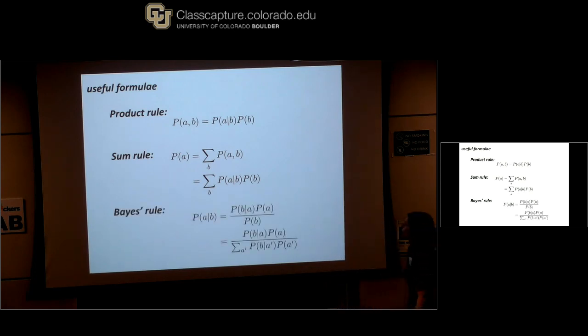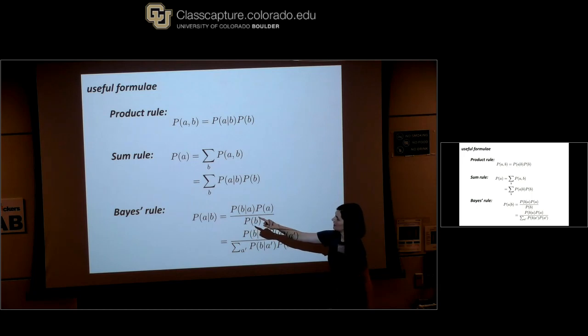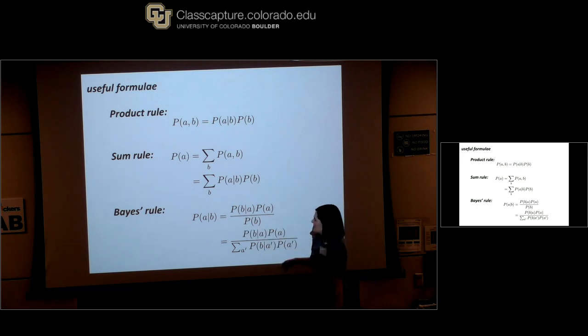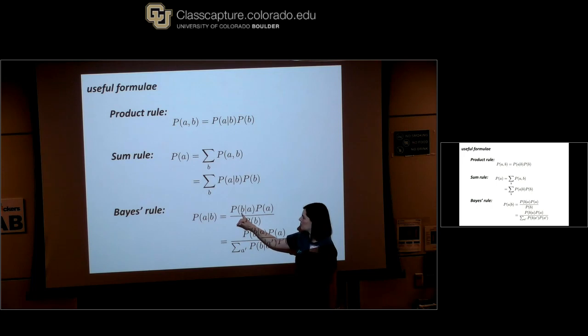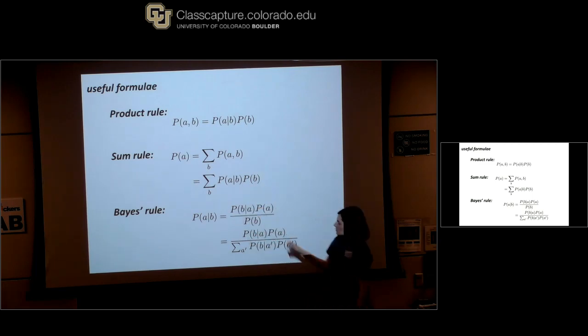You can use the product rule to write down Bayes' obvious probability identity, or Bayes' rule. It doesn't really need somebody's name attached to it. The probability of A given B is the probability of B given A times P of A over P of B. And that's because P of A comma B is equal to P of B comma A. So I can use that to rewrite this.